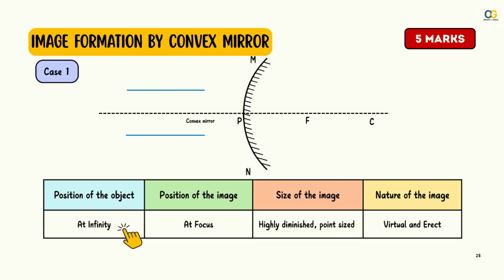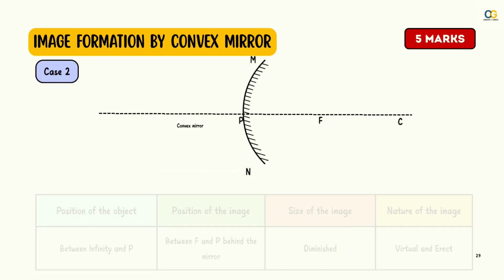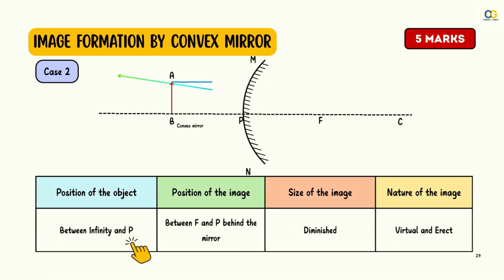Let us now move to the image formation of convex mirror. Here there are only 2 cases. Case 1, if the position of the object is at infinity, the position of the image is at focus. The size of the image will be highly diminished and point size, and the nature of the image is virtual and erect. Case 2, anywhere between infinity and the pole, the position of the image will be between F and P behind the mirror, and the size of the image will be diminished. The nature of the image will be virtual and erect.